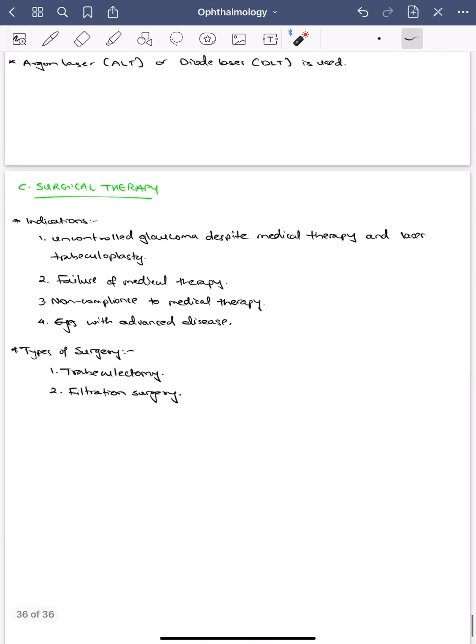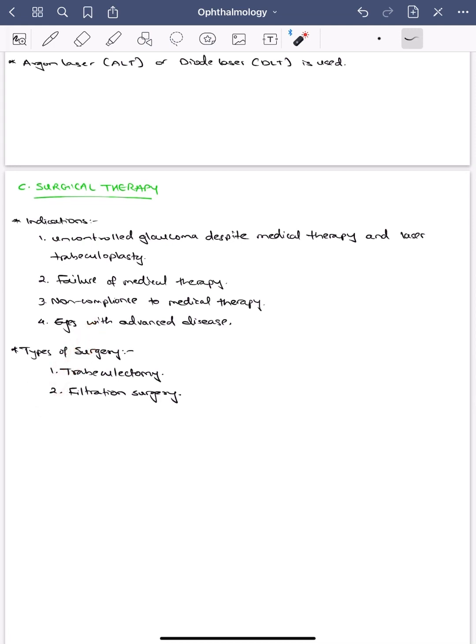The third is the surgical therapy. Now it is indicated when there is uncontrolled glaucoma despite medical therapy and laser trabeculoplasty, or when there is failure of medical therapy, or non-compliance to medical therapy, or with eyes with advanced diseases. Now the types of surgery are trabeculectomy and filtration surgery.